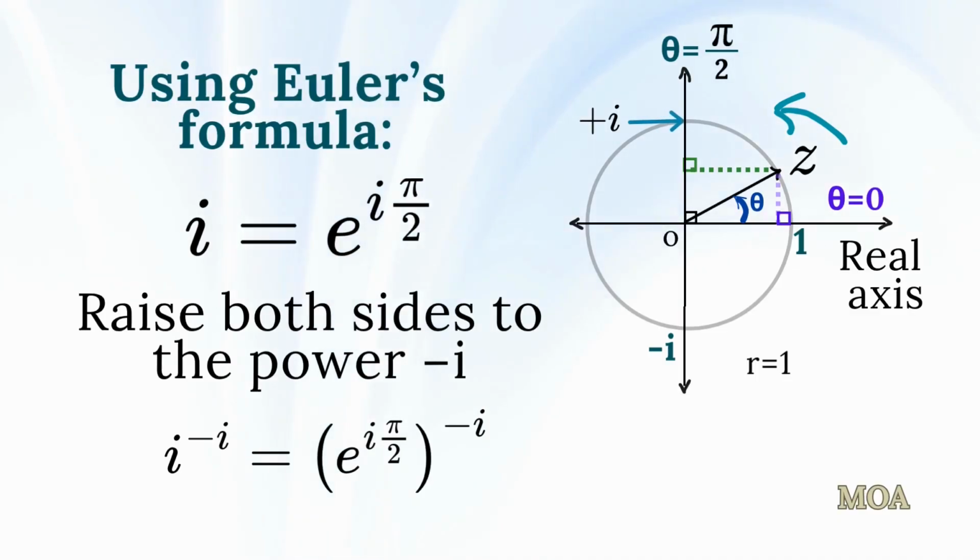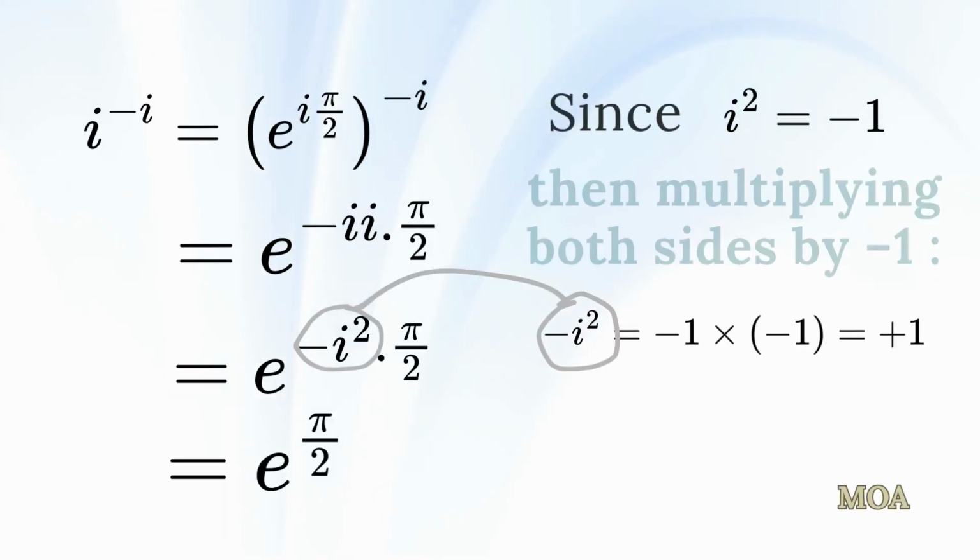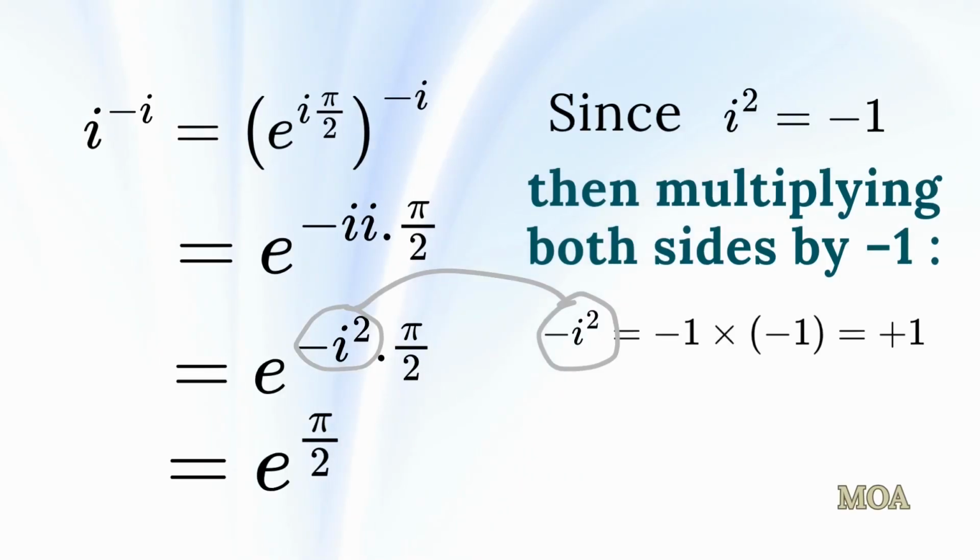We want to find the value of i to the power -i. Let us raise both sides of the equation to the power -i. We obtain i to the power -i equals the quantity e to the power i times pi/2, all raised to the power -i. Now apply the exponent rule. e to the power a, all raised to the power b, equals e to the power ab. So we get i to the power -i equals e to the power -i multiplied by pi/2.